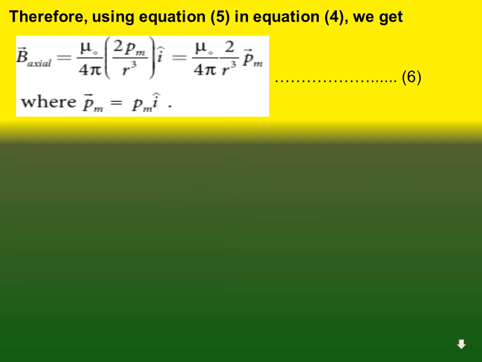and we get B vector axial is equal to mu naught by 4 pi, 2 Pm divided by r cube, by cancelling an r in the uppermost line and the r power 4. So mu naught 2 by 4 pi r cube into Pm vector. We know Pm vector is equal to Pm I cap.